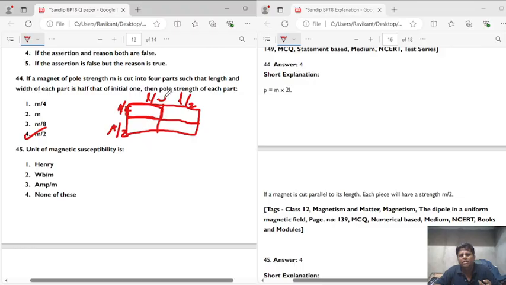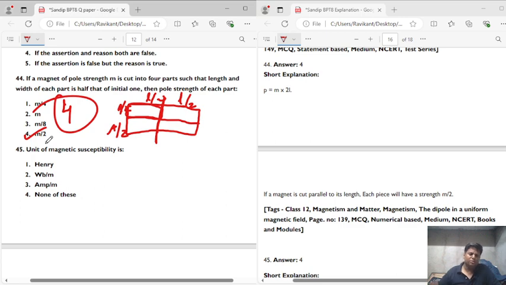Right, cutting the magnet in this manner, that is along the width, we are reducing the length. When we reduce the length, the magnetic pole does not change, but when we change the width, that is the area of cross section, the magnetic pole strength will change. So because we are making it half, the magnetic pole strength M will change to half, so it will be M by 2. The correct answer for question number 44 is option number 4.